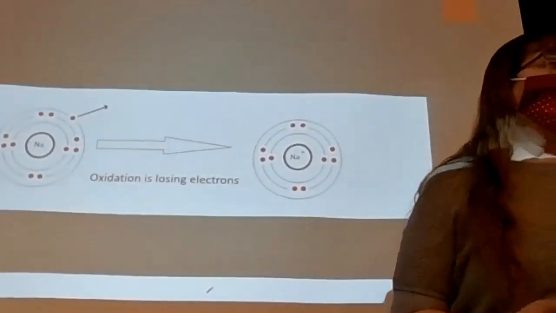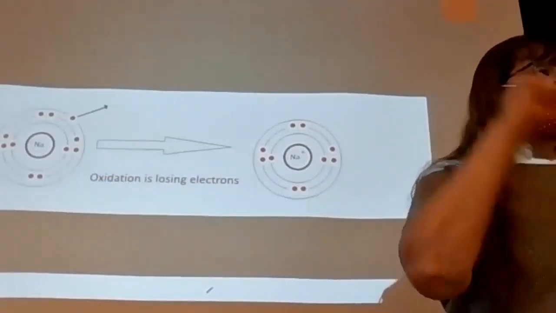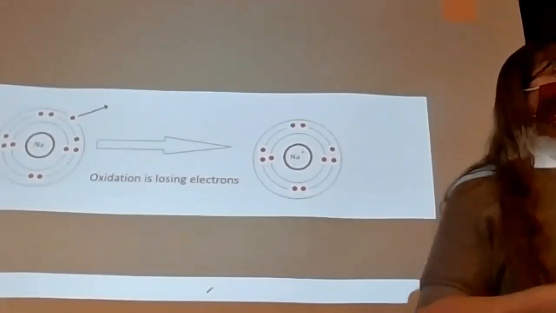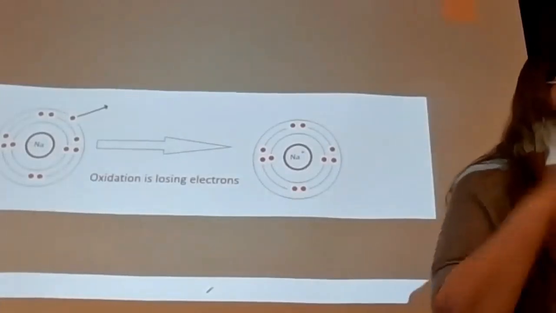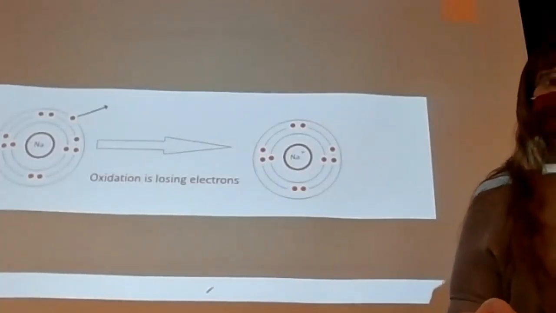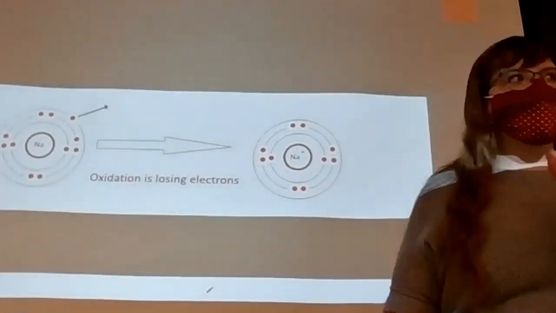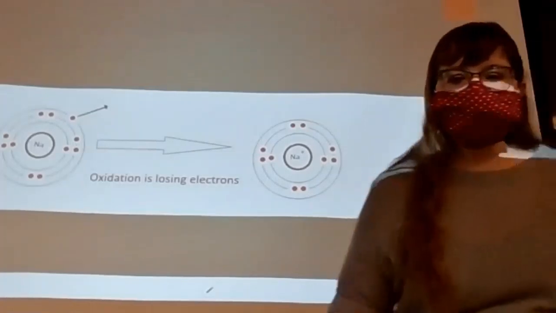Now, anytime that happens, that electron has to go somewhere, and wherever it goes, it's taking its negative charge with it, and so the other thing is reduced. We're not going to talk a lot about reduction, but those two things go hand in hand. A lot of times you will hear about oxidation and reduction together.